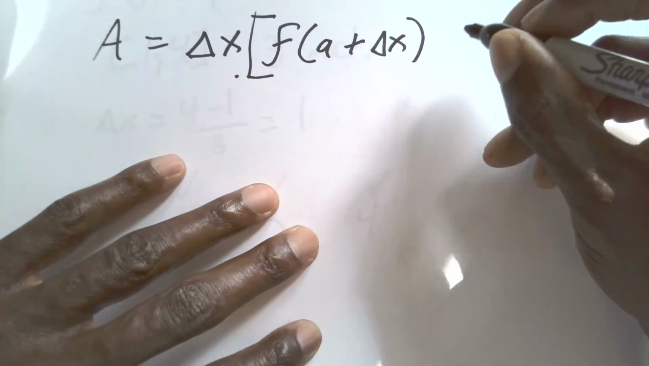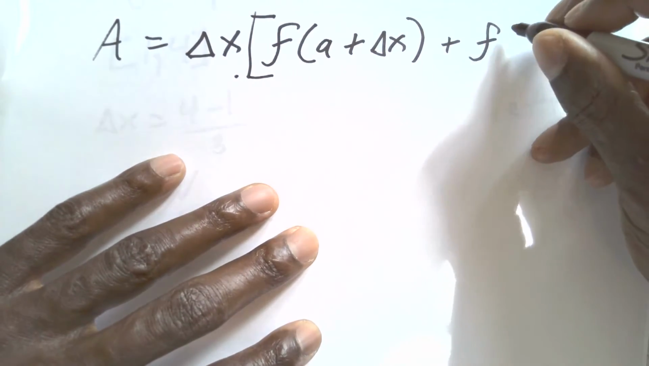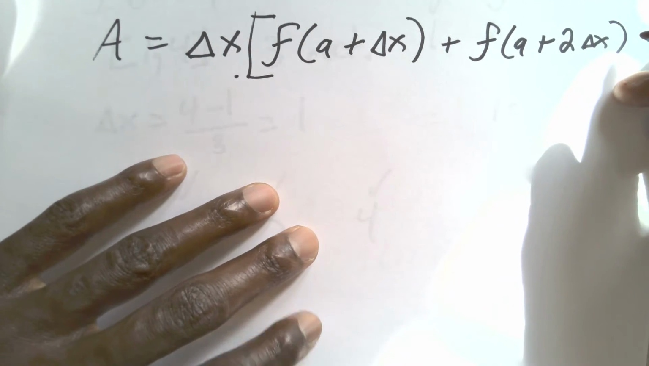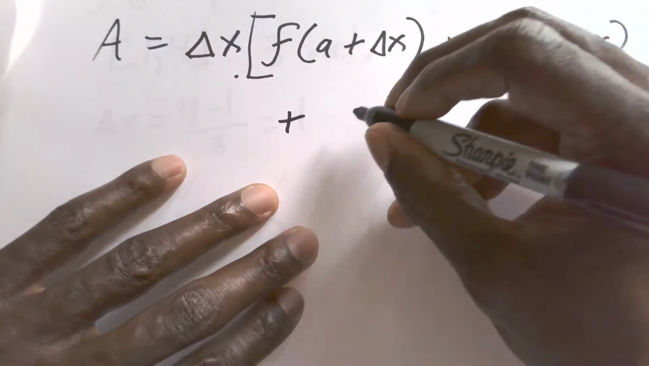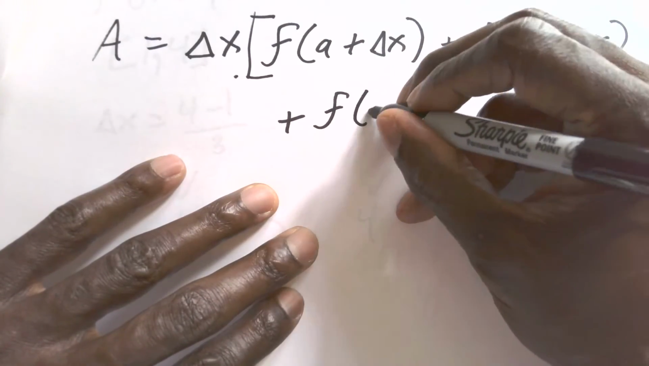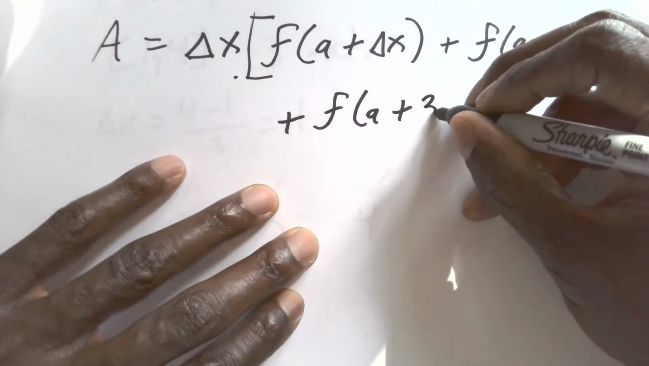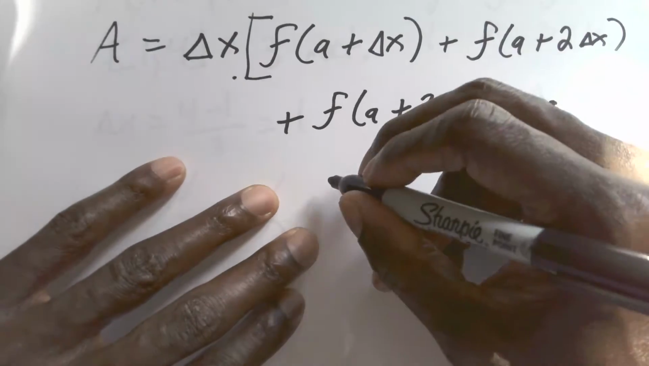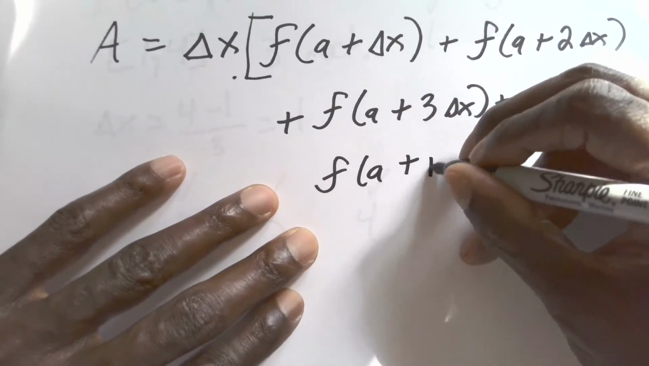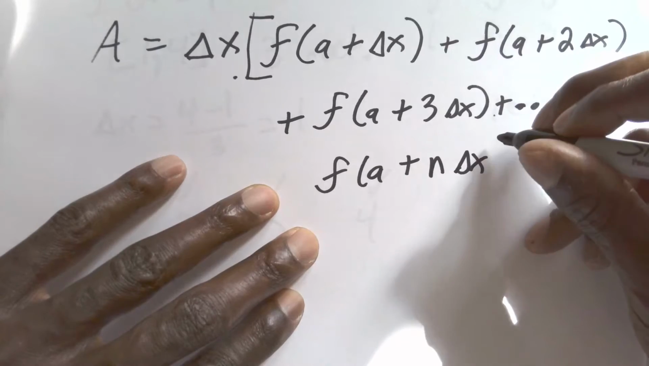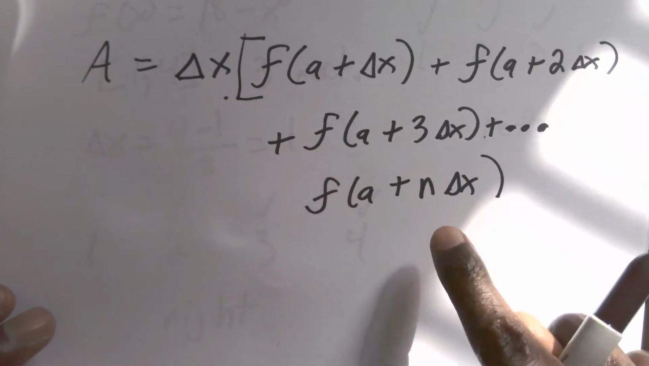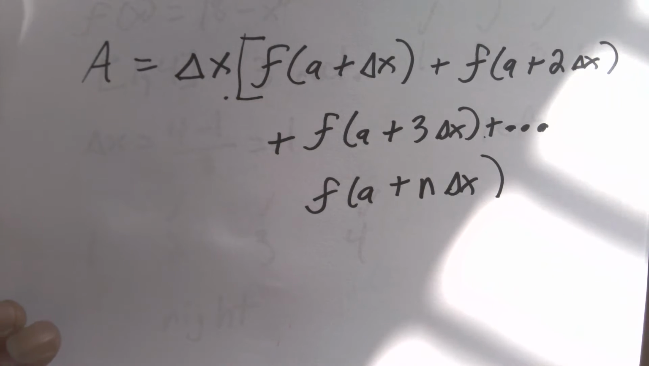Next, it'll be f of a plus 2 times delta x. Next, it'll be f of a plus 3 times delta x, etc., until I get to f of a plus n times delta x. Now, in the example I used, I was using 3 subintervals, so n was 3, but n need not be 3. n can be more than 3, or it could be less than 3.